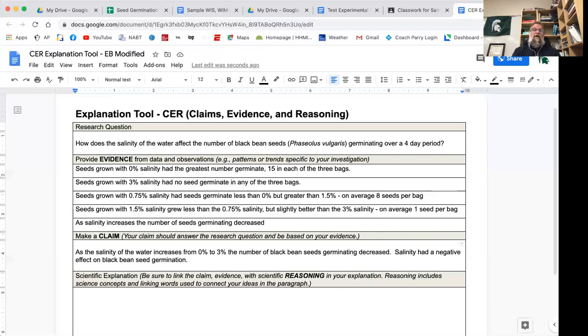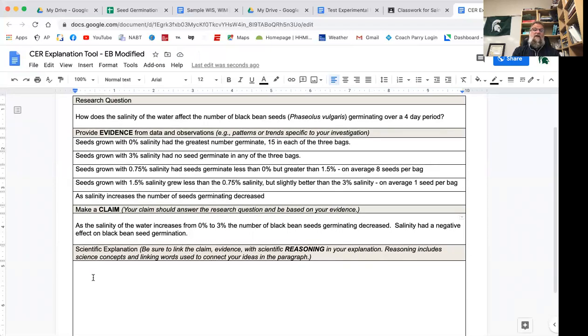So now what I'm doing in the final step is I'm putting this all together in a coherent paragraph. So you're going to link the claim and the evidence with some scientific reasoning in your explanation. Reasoning includes scientific concepts and linking words used to connect your ideas in the paragraph.